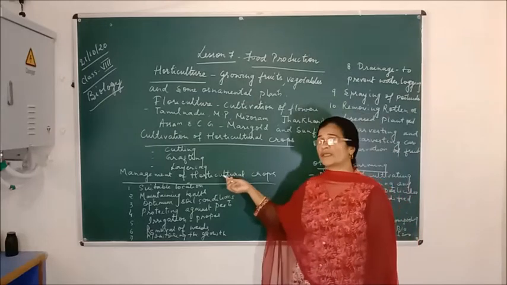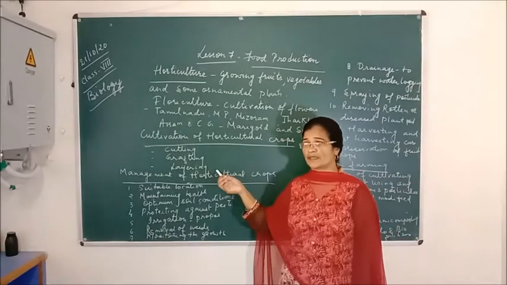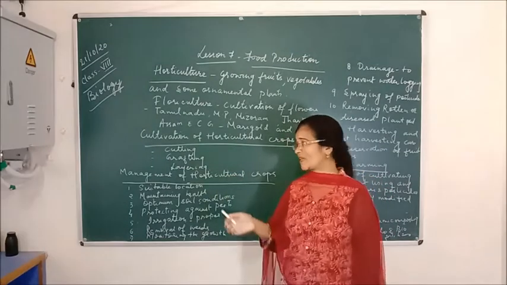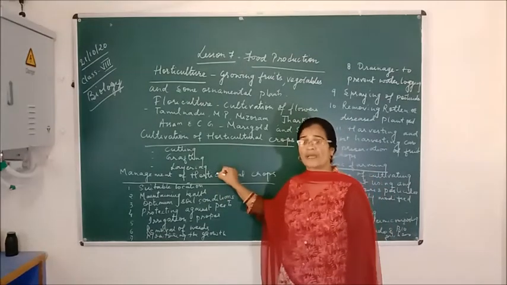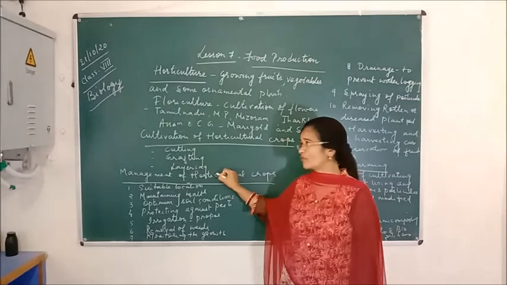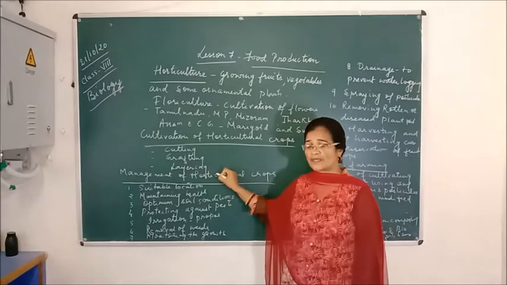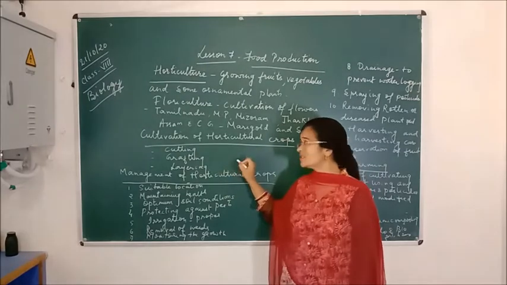And the third method is called layering. Layering is a process of vegetative propagation. These are all the three methods of vegetative propagation of growing flowering plants as well as vegetables.